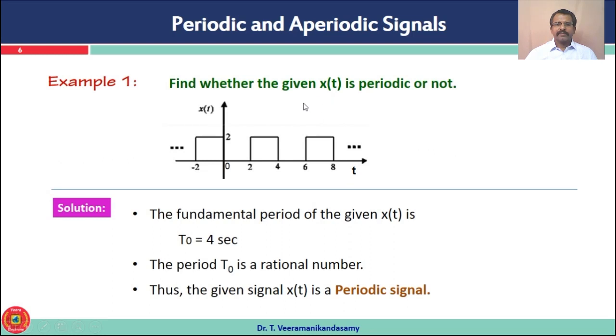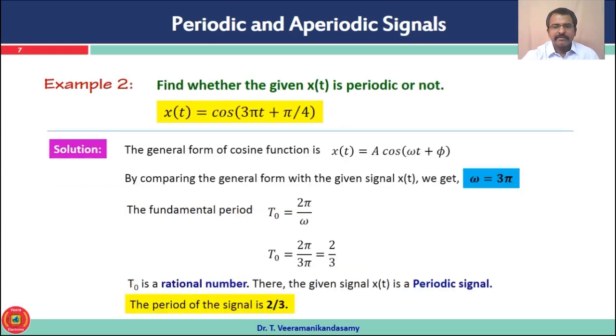Example 1, find whether the given signal x of t is periodic or not. We need to find the fundamental period of the signal. The time value from 0 to 4, this is t naught. Then the same signal pattern will repeat again from 4 to 8 and so on. So this is the fundamental period. Fundamental period t naught is equal to 4. If you consider time in seconds, t naught is 4 seconds. Is t naught a rational number or not? 4 divided by 1, this is a ratio of integers, so the period t naught is a rational number. Therefore the given signal x of t is a periodic signal.